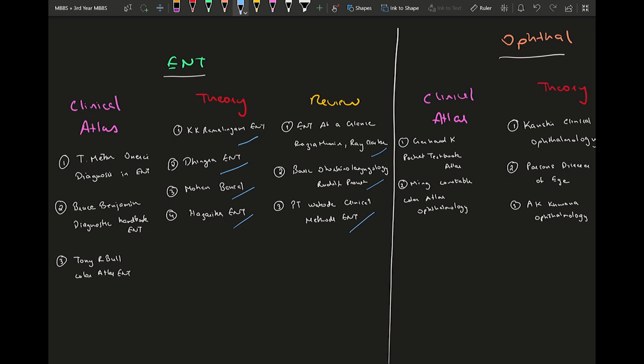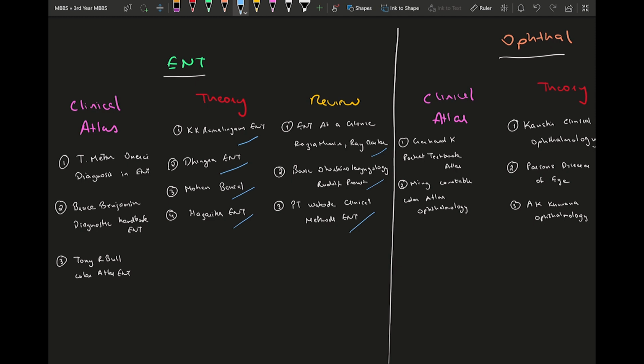Finally, you will need a clinical atlas. Why this atlas would be useful is, even though you study about the disease and you read about the symptoms, it makes more sense to look at it as a picture. For example, how does a CSOM look and what are the different stages of CSOM? Instead of learning the text, if you look at the photo, you would have a better understanding of what's going on, and it'll help you become a better clinician.